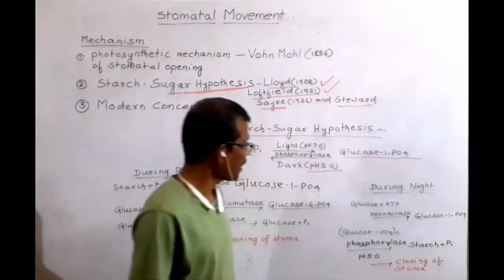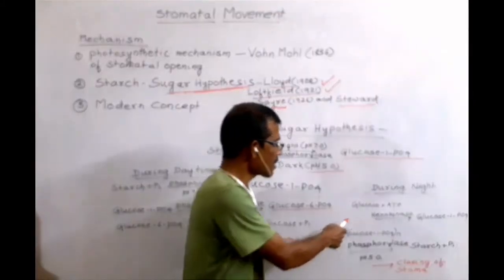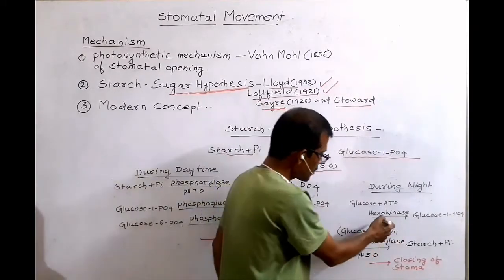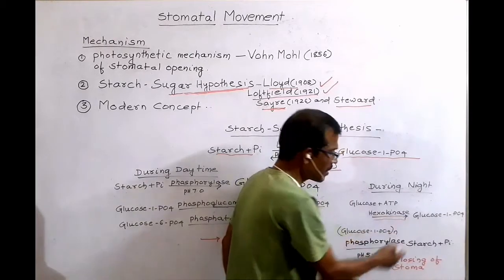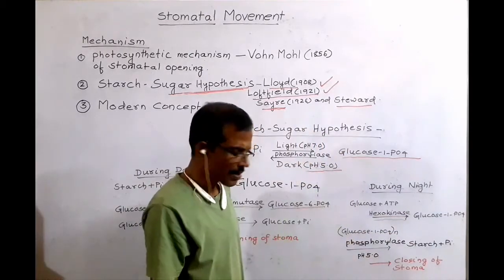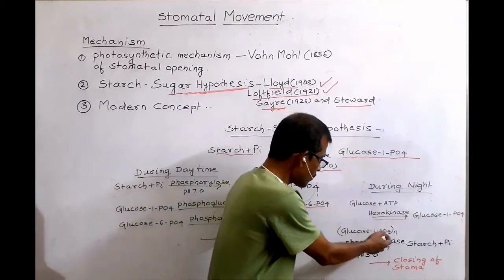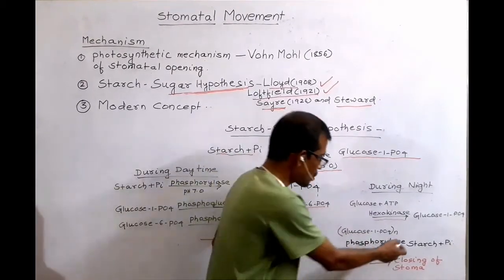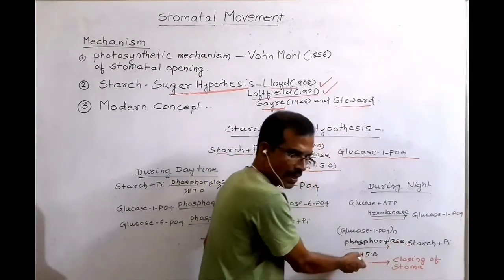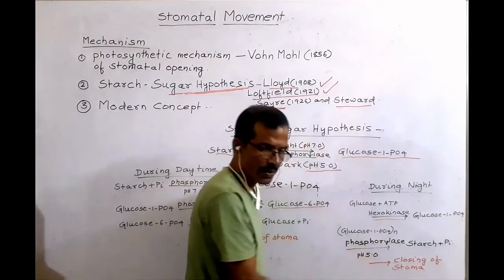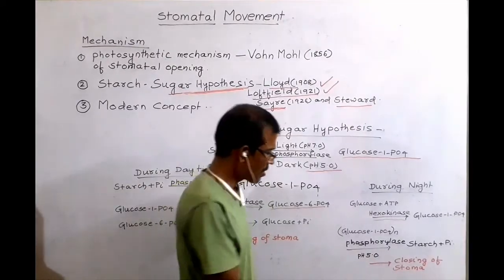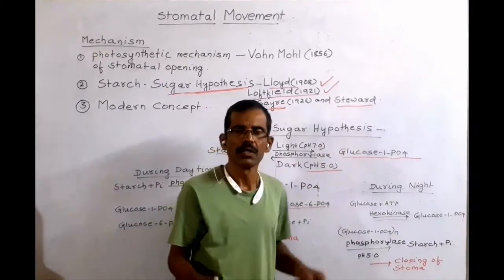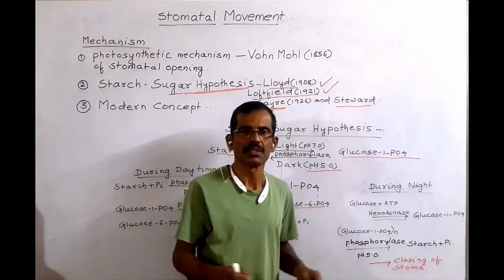So during night time, glucose is converted into glucose 1-phosphate in the presence of enzyme hexokinase. In the second reaction step, glucose 1-phosphate molecules are polymerized into starch at low pH in the presence of the same enzyme. This causes the closing of stoma. This is about the starch sugar hypothesis.